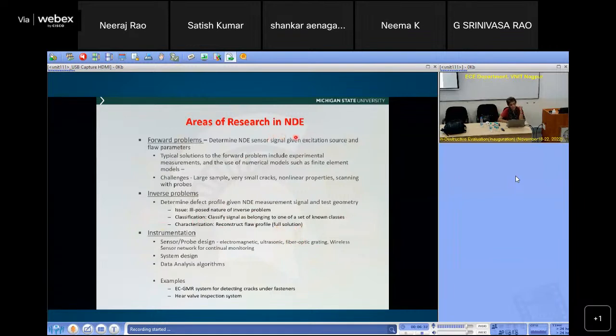The other area of research in NDE is also instrumentation. So very often for a particular type of problem, you want to design the best kind of sensor. You want to optimize the sensor design and the system design, and then the data analysis. Algorithms can also be part of the system. And I will talk about an example of this. We have developed two such systems. One is for detecting cracks under fasteners in multi-layer geometry in aircraft. And the other is the heart valve inspection. I think we talked about it quite a bit this morning.